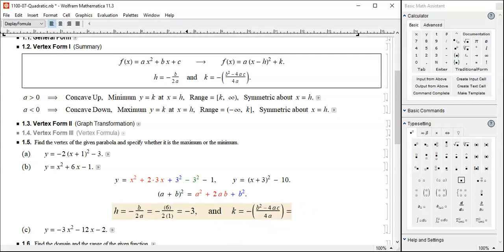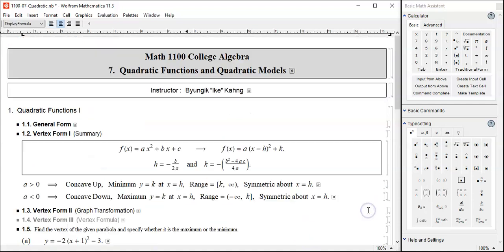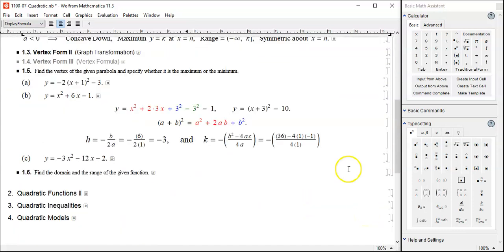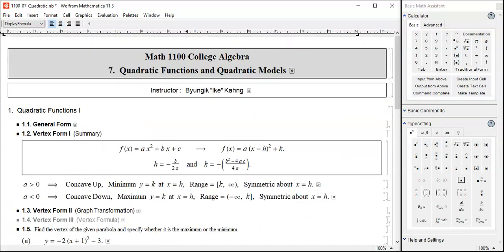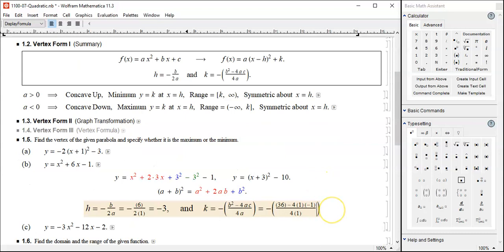Okay. And then copy and paste this thing, all right. And then a is 1. And then b is 6. So b squared is going to be 36. And then a is 1. And c is negative 1. Make sense? Oops, what did I do? Sorry about that. Some wrong key. Sorry about that. I got it back.